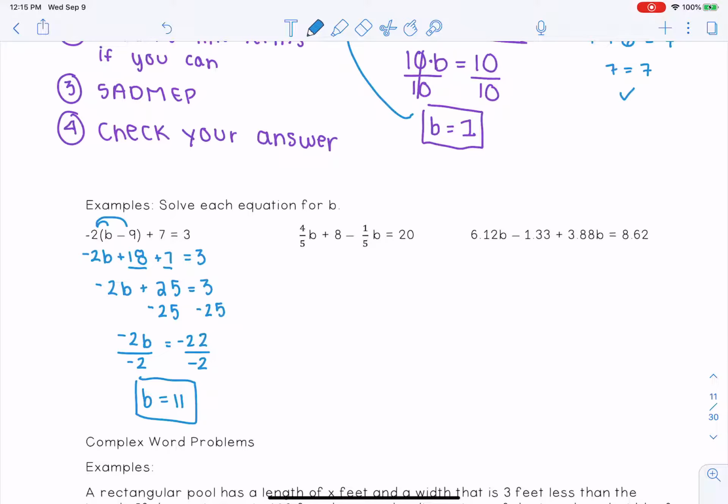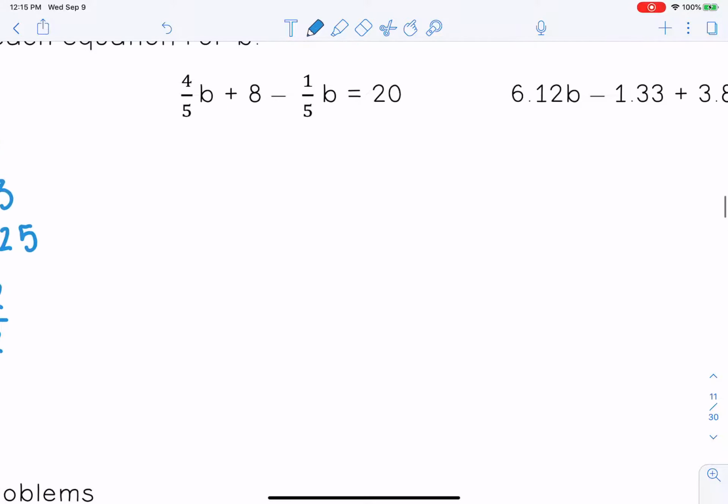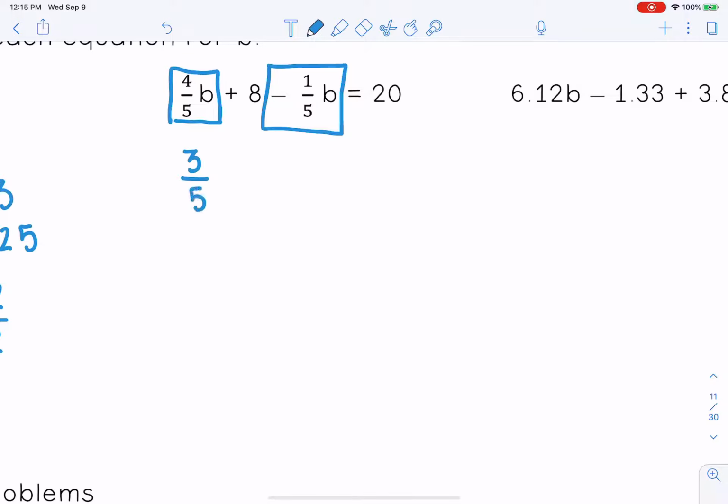Next step, next problem. Nothing to distribute, so let's combine like terms. I see this b term right here, and I see another b term right here. 4/5 b minus 1/5 b. If we remember how to subtract fractions, we subtract the numerators as long as our denominators are the same. So 4 minus 1 is a 3/5 b. Plus 8 equals 20. Now we're ready to use SADMAP.